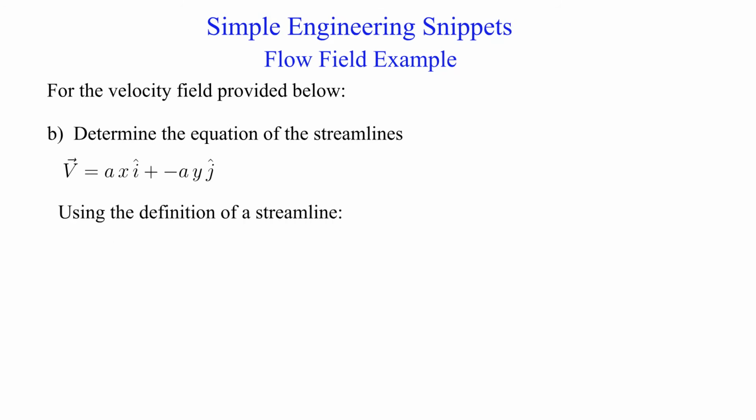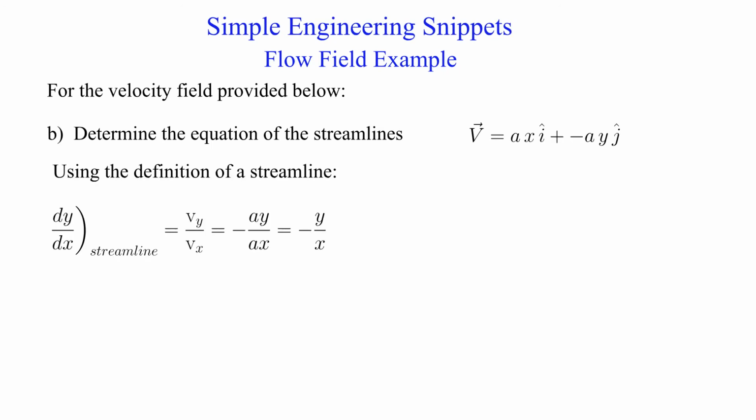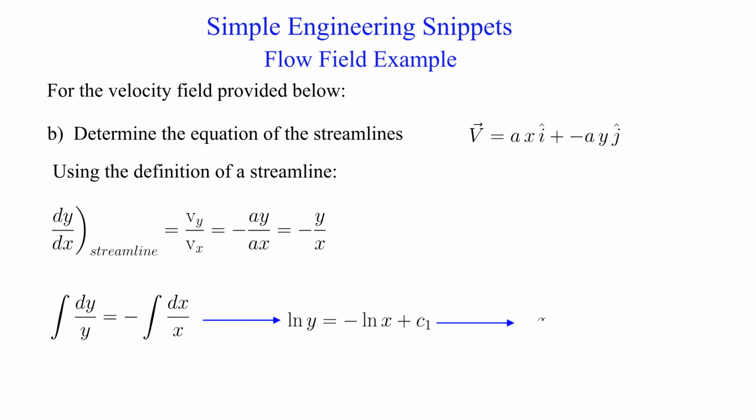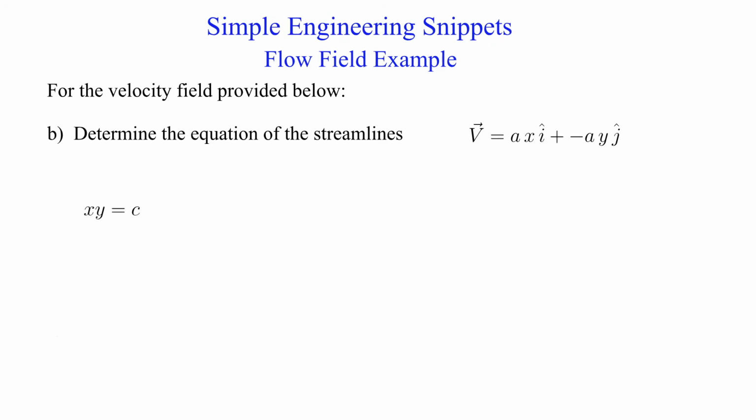Using the definition of a streamline, we obtain that dy/dx is equal to minus y over x. We now integrate this expression to obtain the equation xy equals c, where c is a constant. Each constant represents a streamline. In our previous example, we plotted the velocity components at the point x, y equals 5, 5. The constant for this point is 5 times 5, or 25.